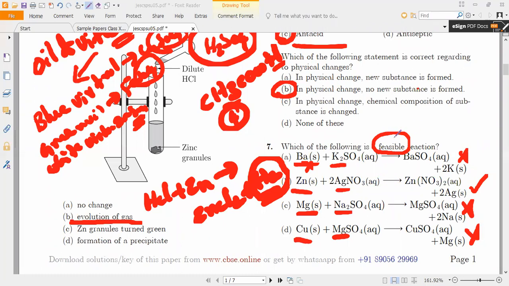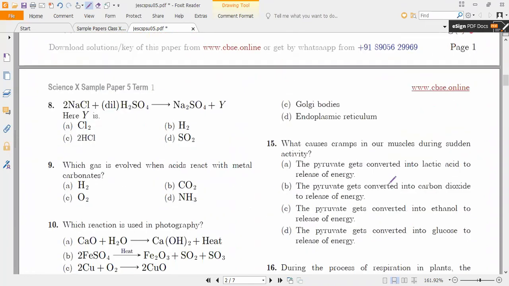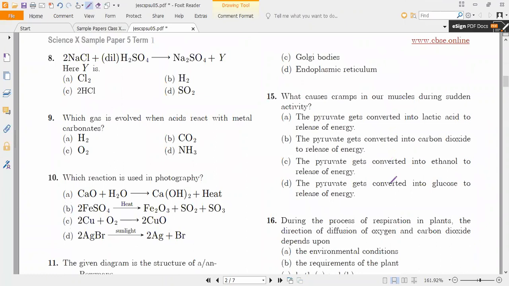This is called a feasible reaction, which means the reaction is possible and will be carried out. That is all. So zinc plus silver nitrate will give you zinc nitrate plus silver. Do you understand? Next.